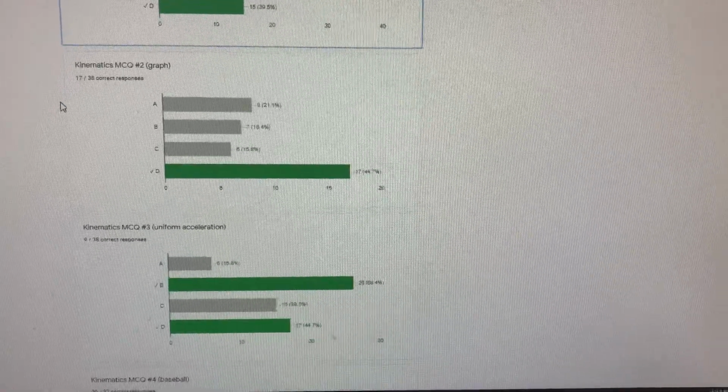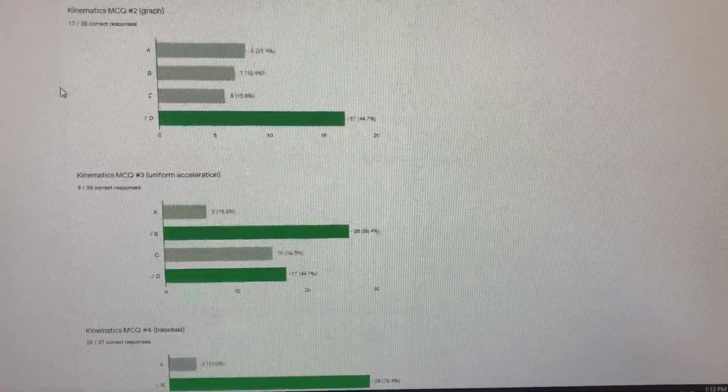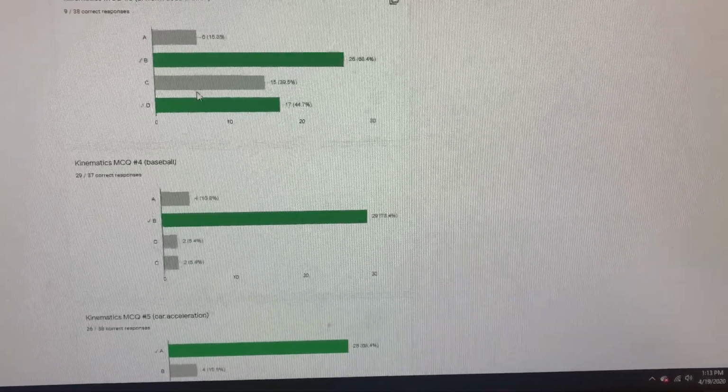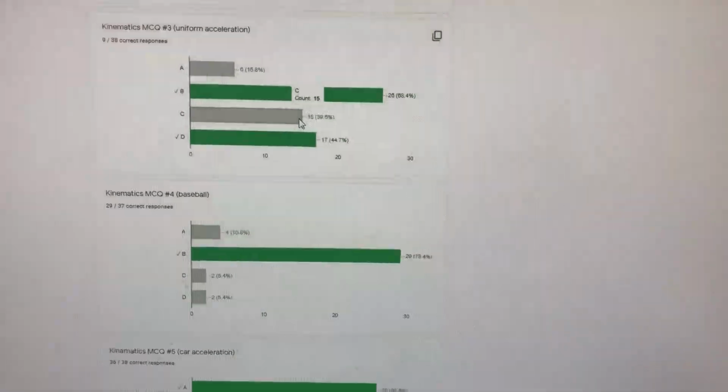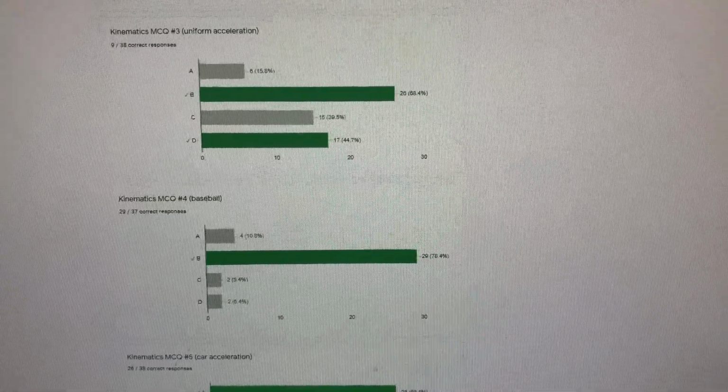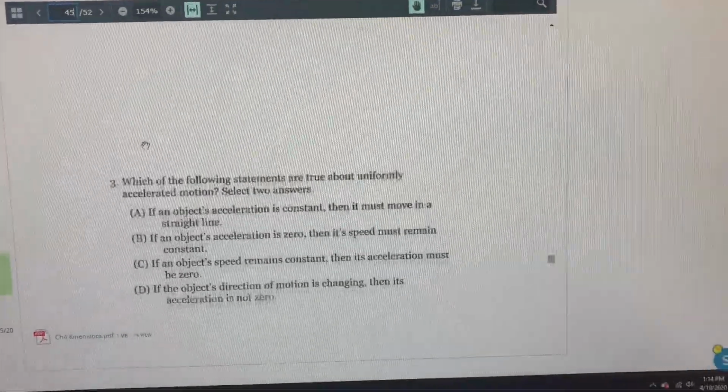All right, we had number 3. Another one that had two options. C was one that people kind of were picking on this one for an incorrect answer. So let's look at number 3 and see what's going on there.